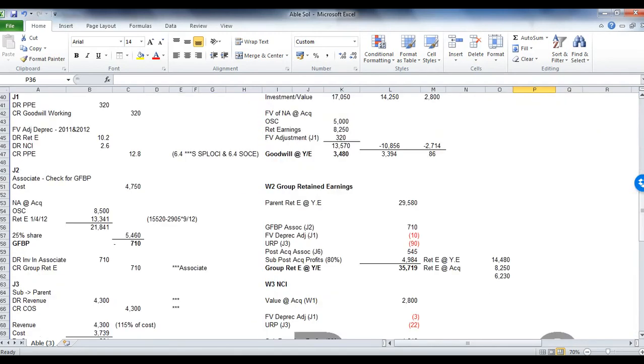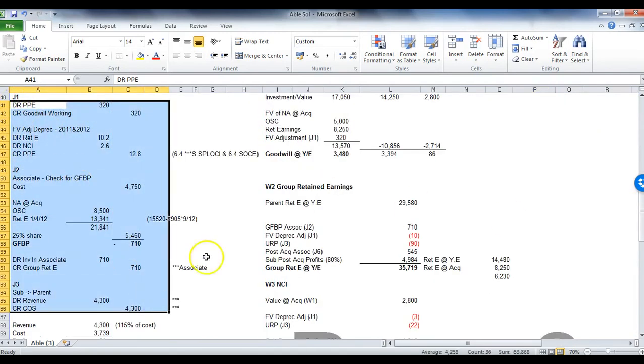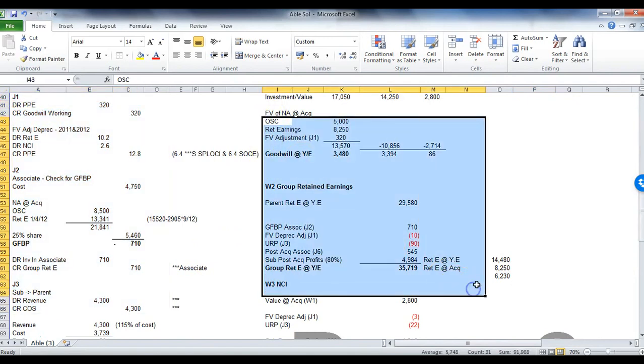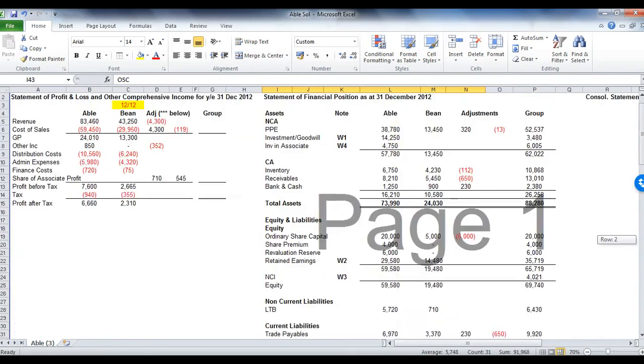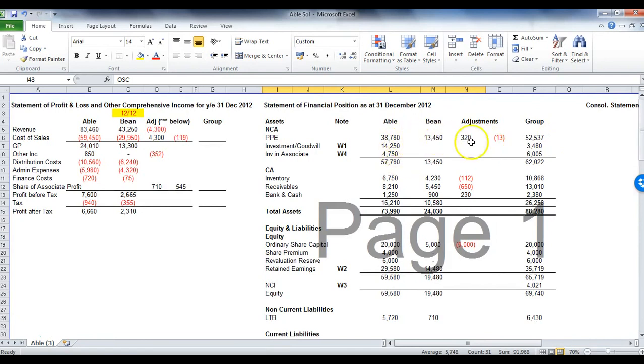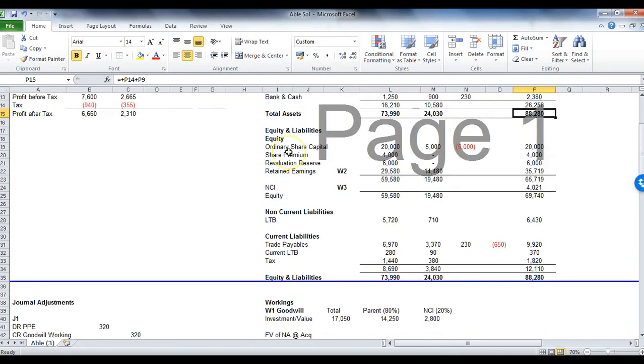But the key thing is, start with your smaller adjustments here, build those into bigger workings, and once you have those finished, the rest is just totting across parent plus sub plus adjustments. So that's our statement of financial position complete.